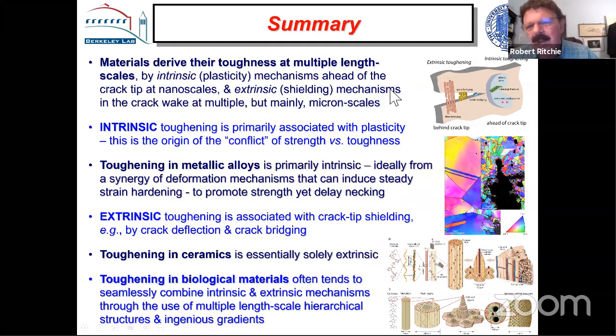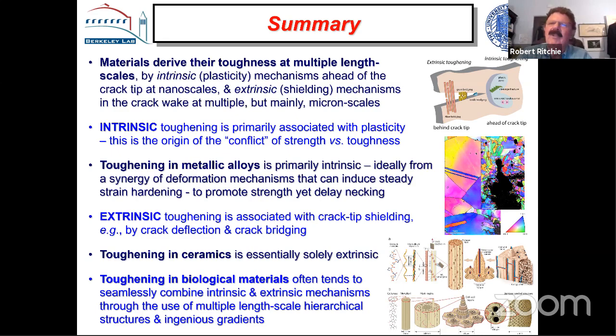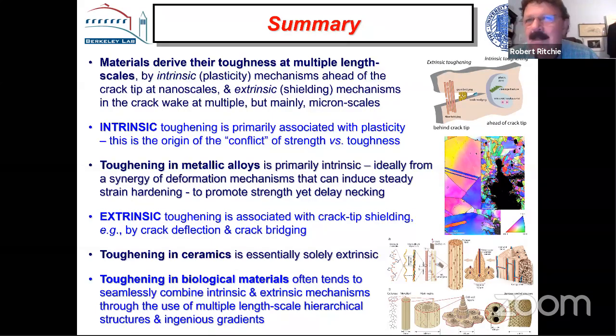So let me conclude. I've talked about the various mechanisms of toughness in materials, be they intrinsic, based on plasticity, or extrinsic, based on shielding. The intrinsic mechanisms play a role in the metallic materials. This is where the conflict of strength and toughness comes from, because you need plasticity to generate the toughness. The high-entropy alloys are really the classic example of that, by generating mechanisms which promote ductility and promote strength in terms of dislocations and their generation and motion, and generating this steady, continuous strain hardening.